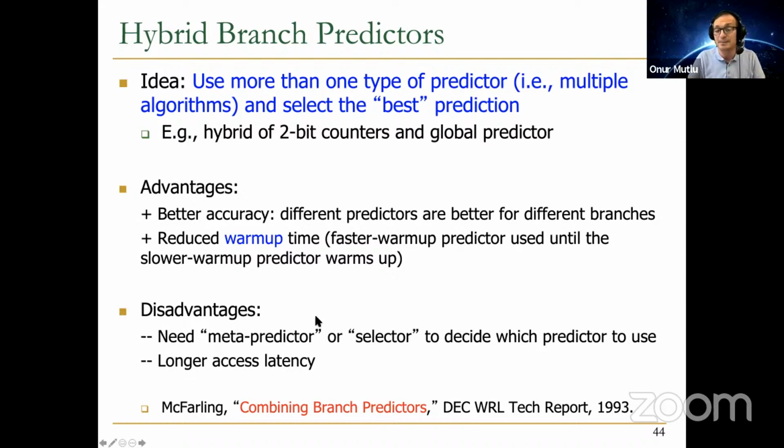So there needs to be a meta predictor or selector to decide which predictor to use. And of course, since we're adding more hardware, I should also add more hardware over here, clearly. We're actually getting longer access latencies, right? Because as you will see, we need to predict using multiple structures. We need to decide which one to use. So we have multiplexers to choose which predictors to use. But that said, these hybrid predictors actually have been implemented in many, many processors. In existing processors, actually, all we have is hybrid predictors.